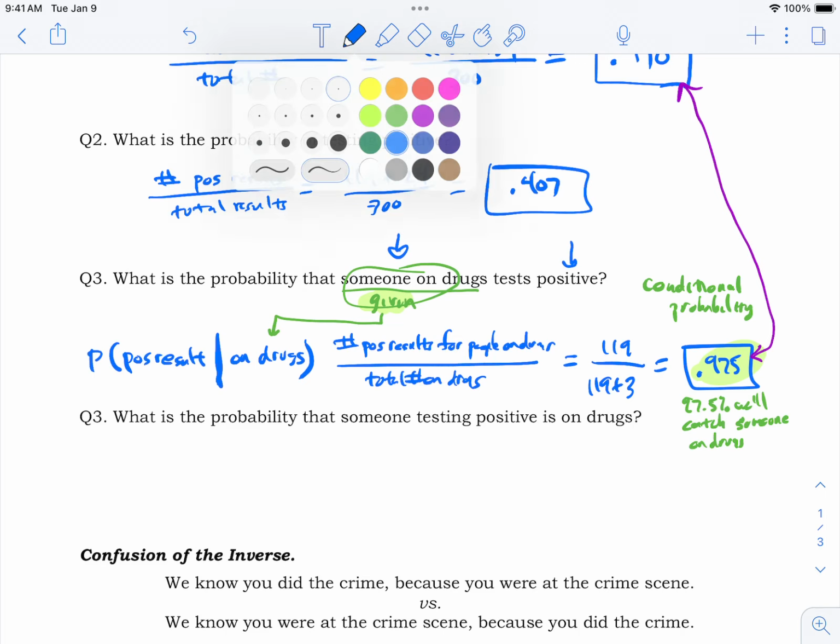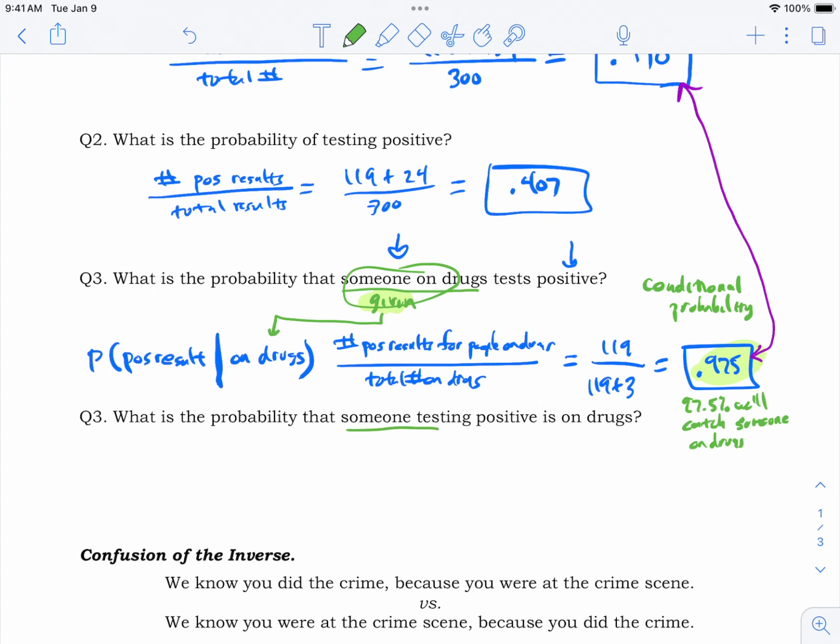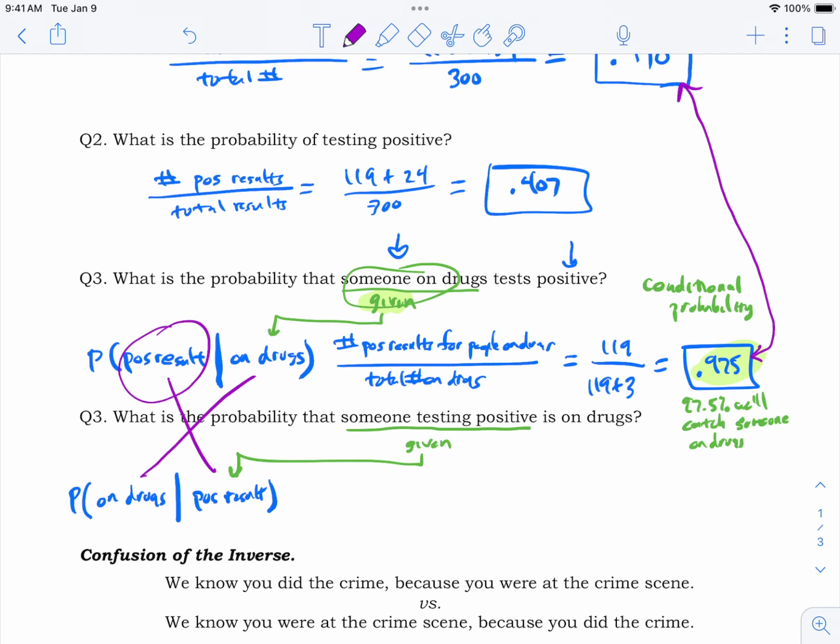So, back to my green, someone testing positive is the given. Well then, what we're calculating is the probability that someone is on drugs, given that, under the condition that they had a positive result. See, the given goes here. But you can see, just looking at these, the two things are switched, right? Here the positive result comes first. The condition is on drugs. Here the on drugs comes first. The condition is positive result. See, that's why we get this word inverse, kind of like backwards.